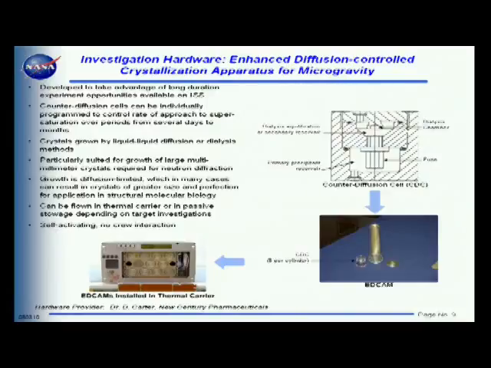This particular piece of hardware has not flown before, but it is more ideally suited to grow the larger protein crystals or macromolecular crystals that are ideal for neutron diffraction, which is slightly different from X-ray diffraction. In neutron diffraction, you can actually detect the hydrogen atoms in the structure. This is also Dr. Daniel Carter from New Century Pharmaceuticals.